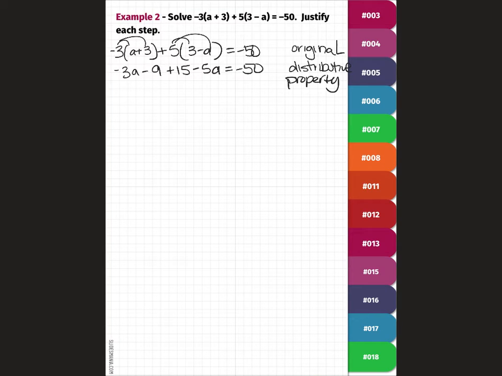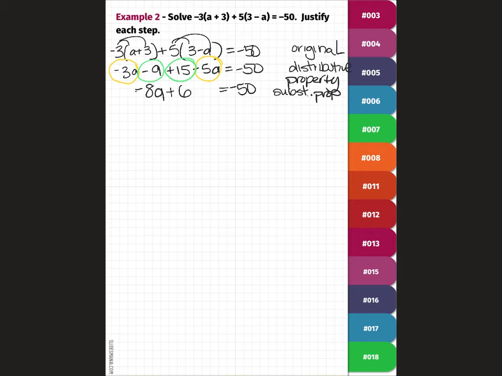Okay. Then I'm going to combine together my like terms. So negative 3a and negative 5a give me negative 8a. And then negative 9 and a positive 15 give me a plus 6. And that is equal to negative 50. And I was able to do that by the substitution property. I'm just going to shorten that because I substituted an equal value.